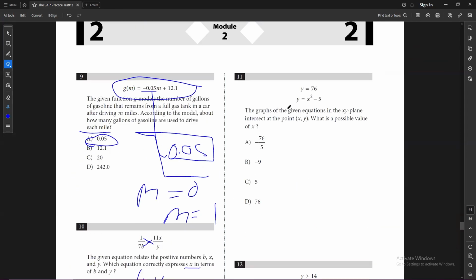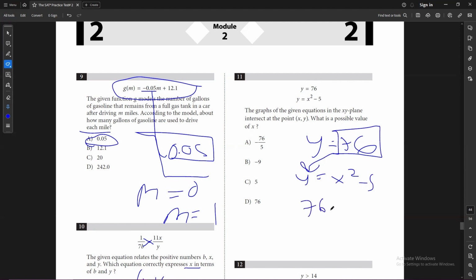The graphs of the given equations in the xy plane intersect at the point (x, y). What is a possible value for x? All right. So actually, in the first one, we know our y value. Our y value is 76. All right. So y is equal to x squared minus 5. If y is equal to 76, we can just use it in this equation as well. 76 is equal to x squared minus 5.